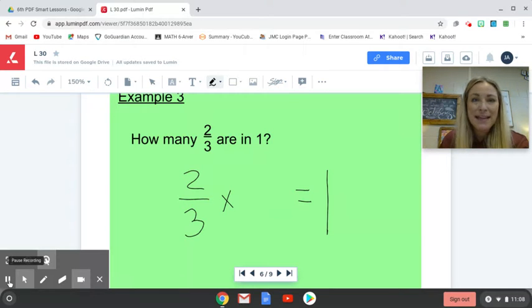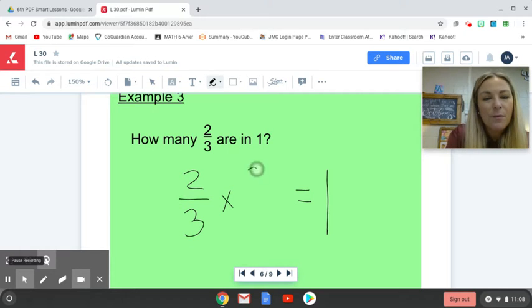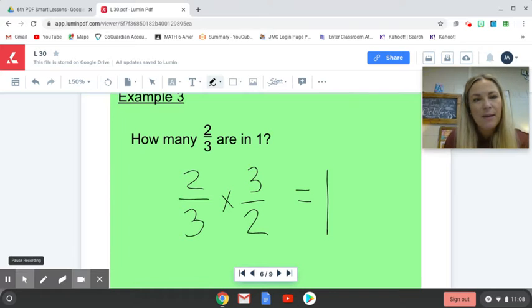Okay, so I've set this problem up. 2/3 times what is going to give me 1? Well, based on that rule of reciprocals, a number times its reciprocal or times its flip is going to give me 1. So the reciprocal of 2/3 would be 3/2, right?